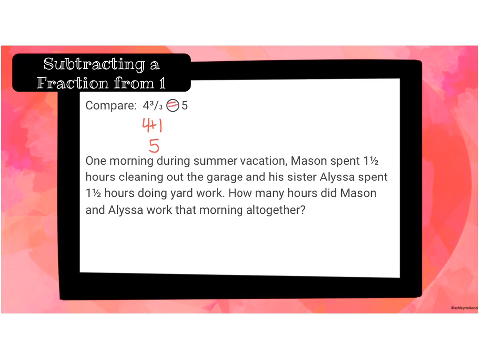One morning during summer vacation, Mason spent 1.5 hours cleaning out the garage. His sister Alyssa spent 1.5 hours doing yard work. How many hours did they work that morning all together? Let's look at our whole numbers first. They each worked 1 whole hour plus a little extra. So that's 2 whole hours. But then Mason worked half of an hour and Alyssa worked an extra half of an hour. So together the halves make up another hour. So all together they worked 3 hours.